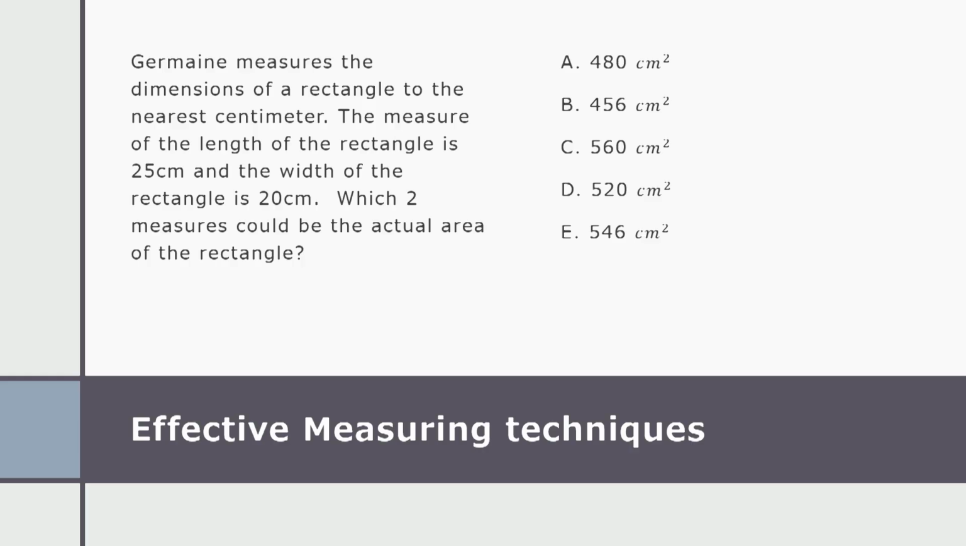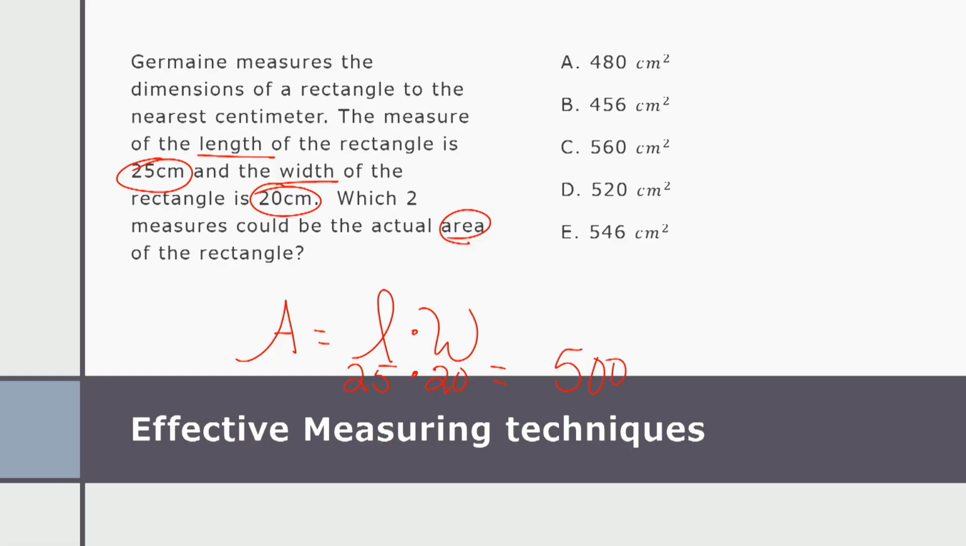So we know that we're looking for area. The area of a rectangle equals length times my width. So it tells me that the length is 25 centimeters and the width is 20 centimeters. So I've got 25 times 20. That is a calculator skill that we've learned. So I put that in my calculator and I get 500. Well, that is not my numbers that are part of my choices.